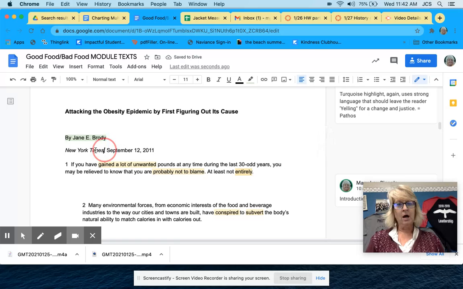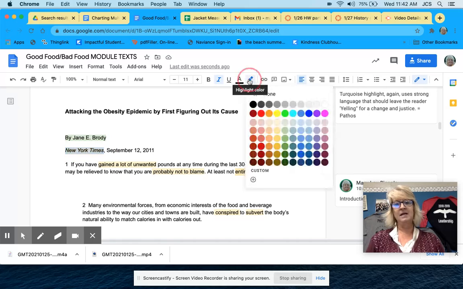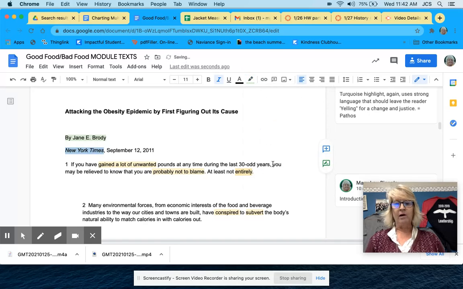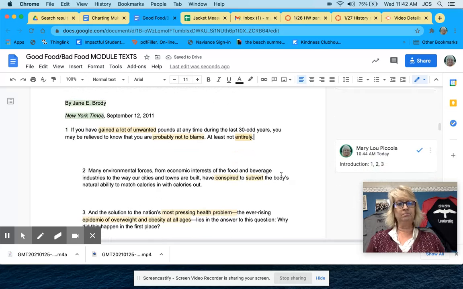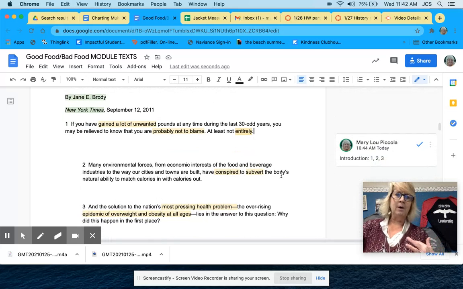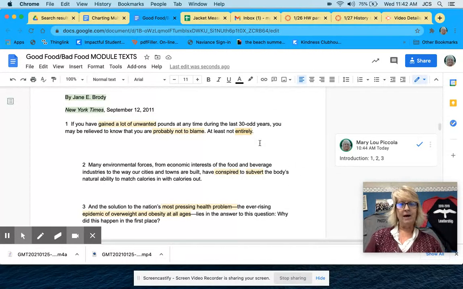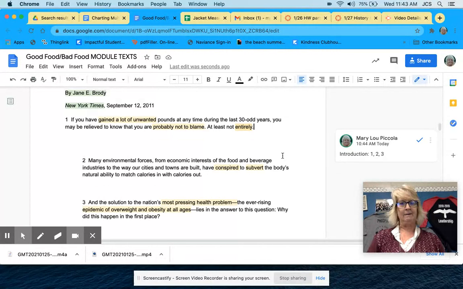Not sure yet. I'm also going to highlight New York Times for myself because that makes a difference where these articles are written. So your ethos, again, you're looking to see and find out if Jane Brody is credible to write this article. I'm now going to go into looking at more logos, facts, and data.